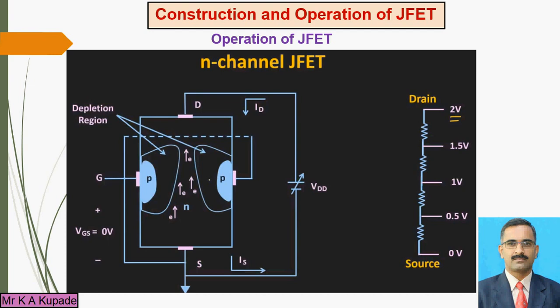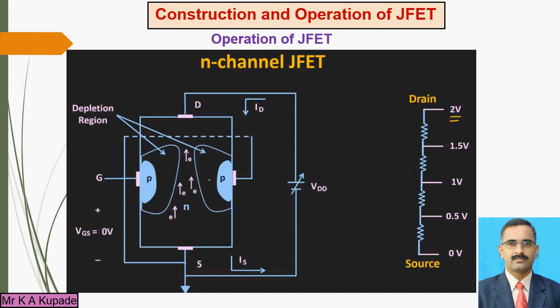Whenever you vary VDD from 0 volt to a higher range, that voltage is divided into a number of voltage drops, and this happens due to the resistance of the bar.